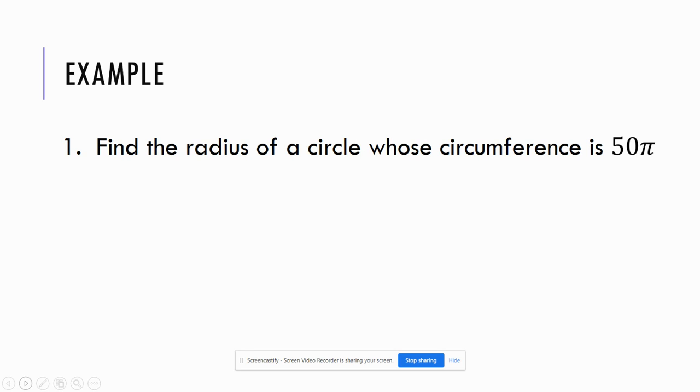Let's look at this first example. It says, let's find the radius of a circle whose circumference is 50 pi. Remember, if we're talking circumference, there are two different formulas that you can look at. You've got pi times diameter, or you've got 2 times pi times the radius. The fact is, I want to find what the radius is, so maybe using the second formula, 2 times pi times radius, is going to be more beneficial to us here.